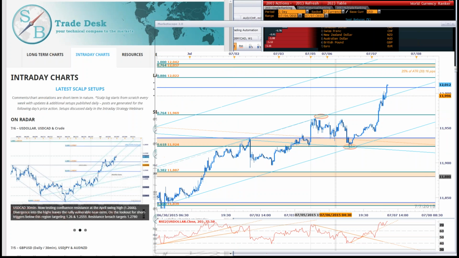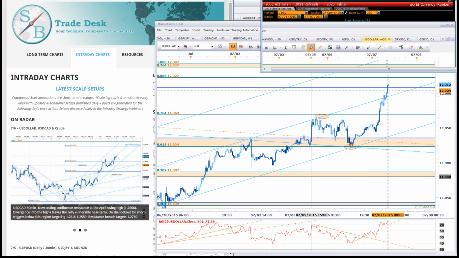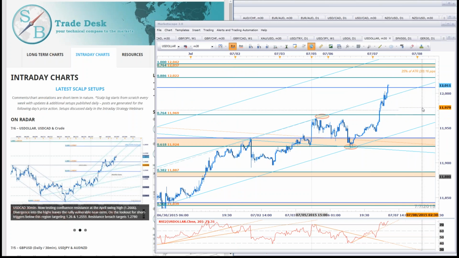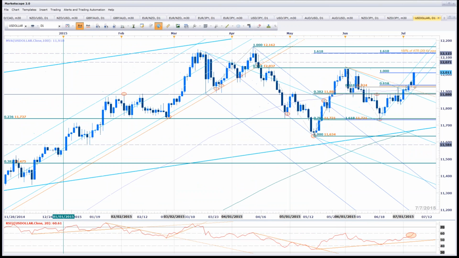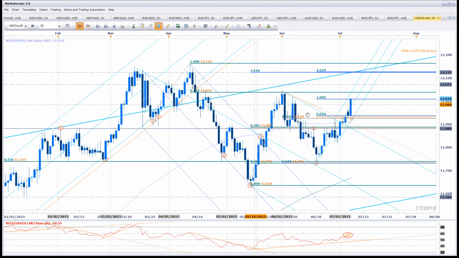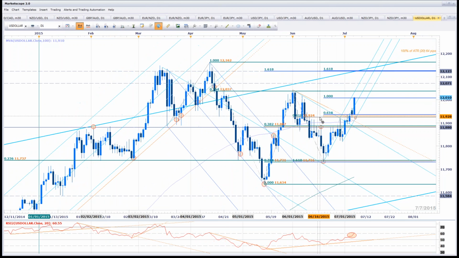So, where does that leave us? Here's a quick look at what the dollar index looks like right now. Okay, so let's start off with the daily. Okay, so you can see that region that we talked about last week.